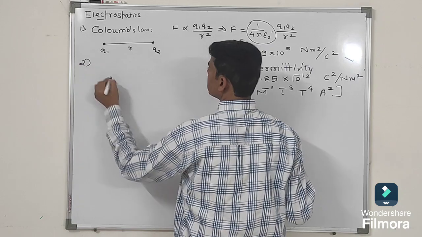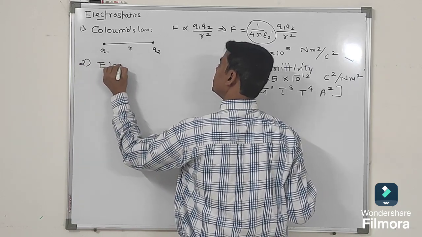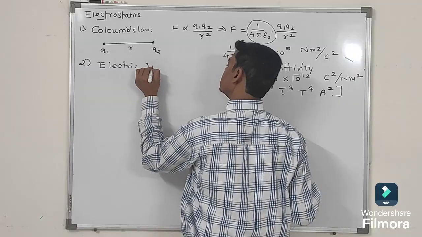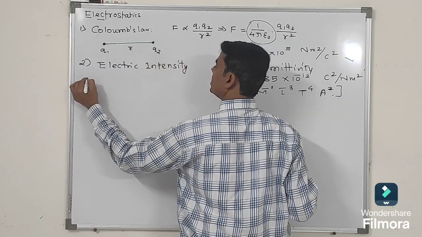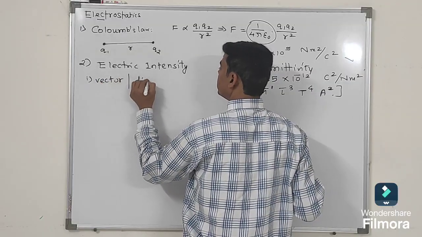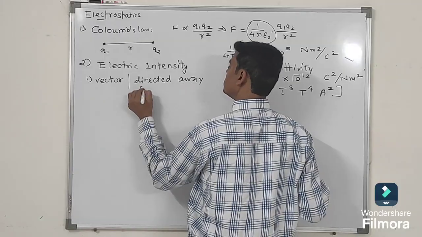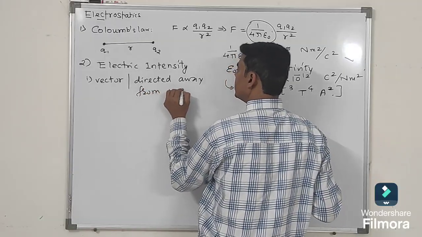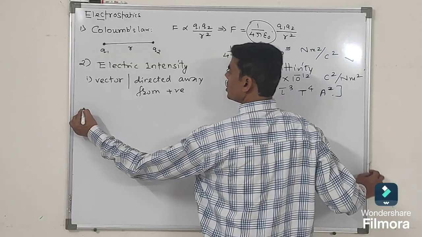Then here we have the second important formula, electric intensity. Electric intensity is a vector quantity directed away from positive charge.